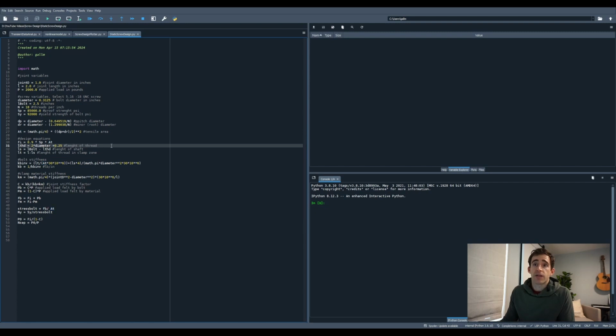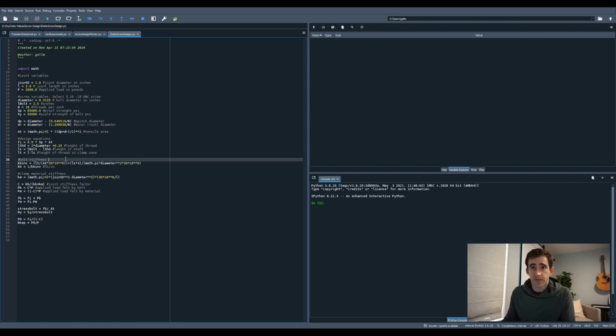Then I took the length of thread, which is going to be 2 times the diameter plus 0.25. That is just a common safe length for a thread length. In any bolt, you want at least 2 times the diameter in thread length, and then add 0.25 for some safety. From there, I can find the length of the unthreaded part of the bolt, the length of the shaft, and then I can do LT, the length of thread in the clamp zone, which is going to be the total length of the joint minus the length of the shaft.